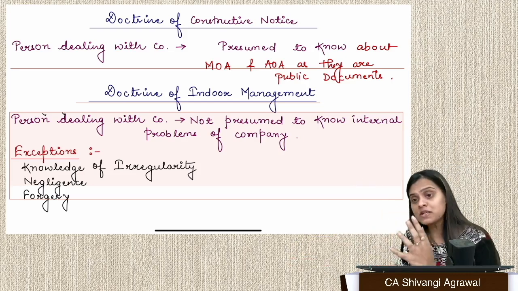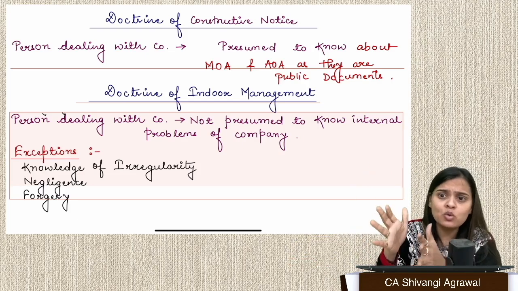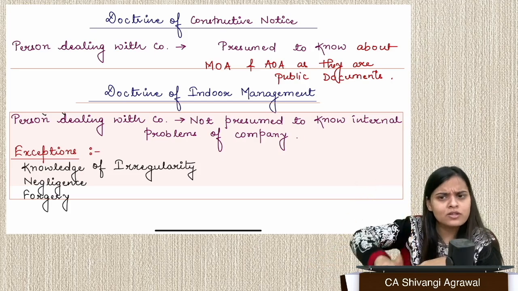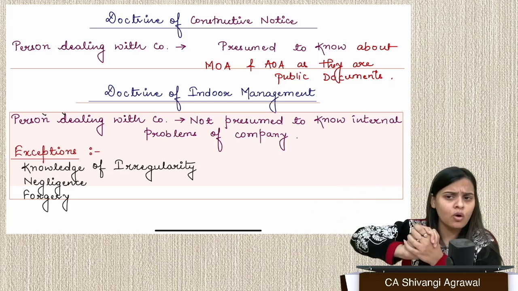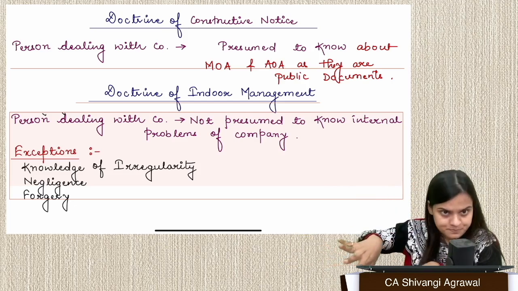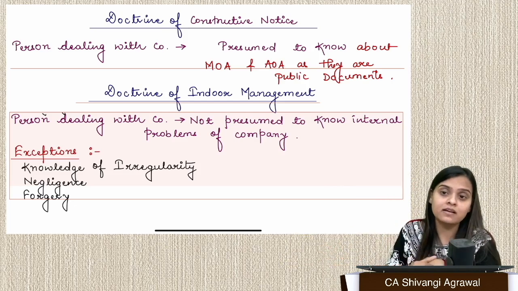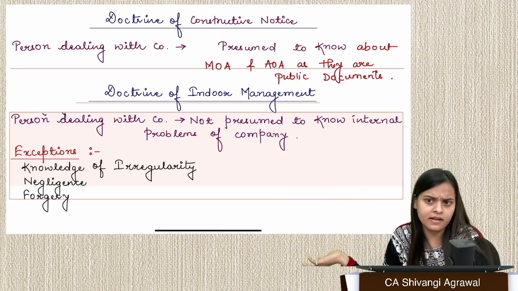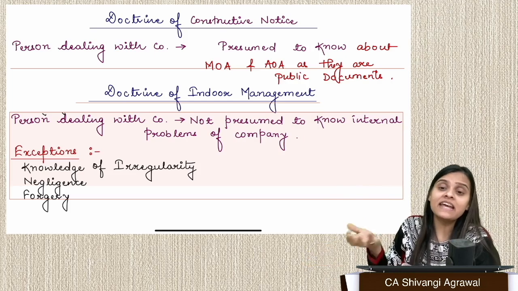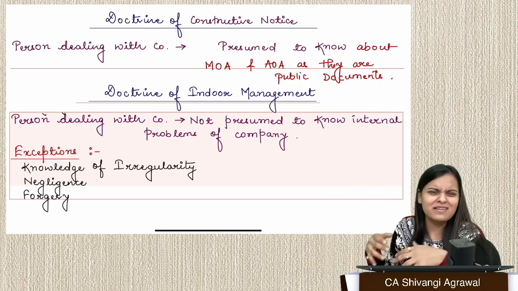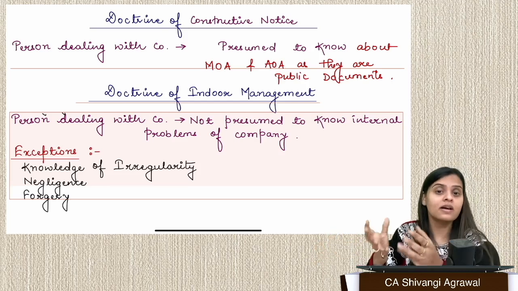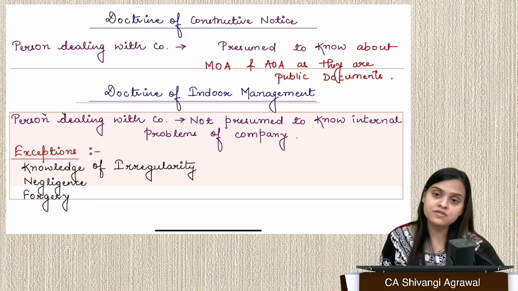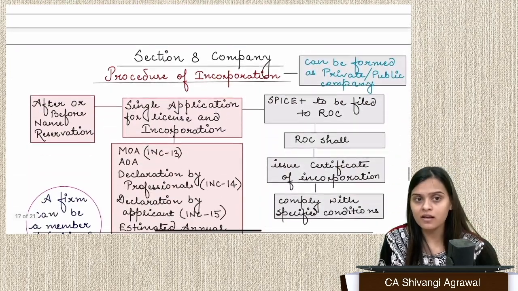However, the doctrine of indoor management is exactly the opposite of it, which says they are not deemed to know about the internal irregularities or the problems of the company. They know about the articles, but they do not know whether you have followed the articles or not, whether you have passed this resolution or not, right? So this protects the outsiders. However, this also has certain exceptions. If somebody has knowledge of an irregularity, they cannot pretend and say, I am not supposed to know that there is an irregularity. Well, you actually knew about it. If they're negligent and could easily find out that there is a problem, but they think, why should I bother? Right? And then forgery. Forgery is a complete nullity, even if you're innocent, even if there is no negligence on your part. If there is forgery, nothing can make it valid. It is going to be absolutely null and void.